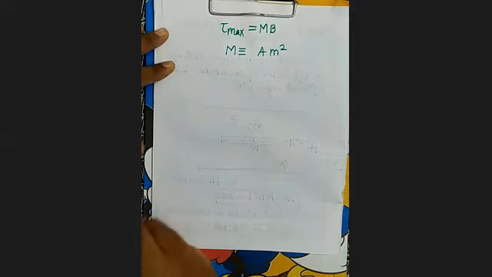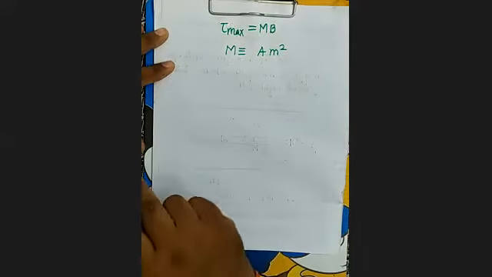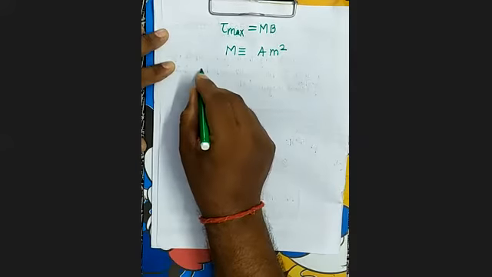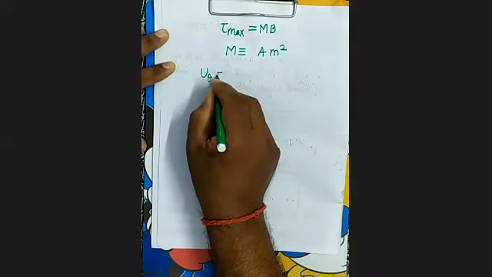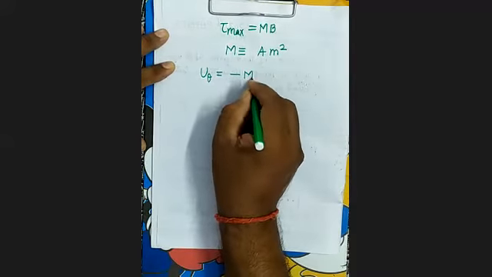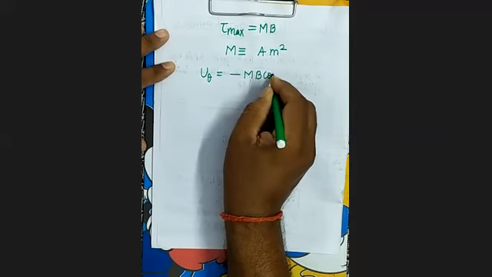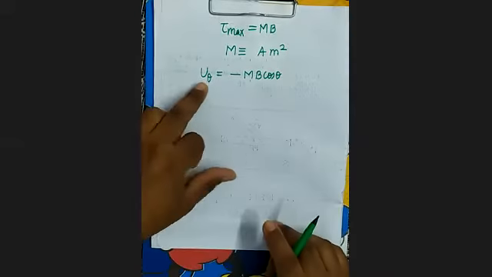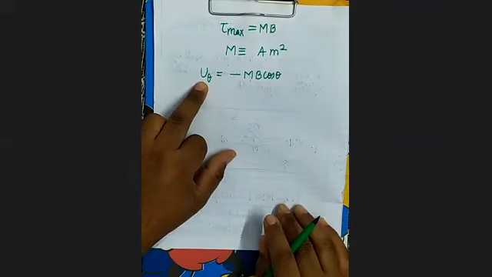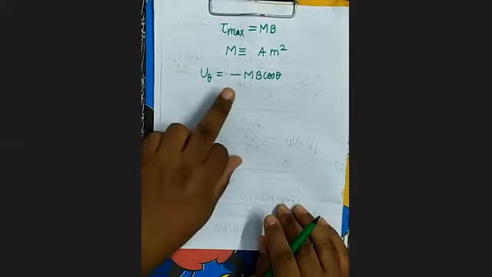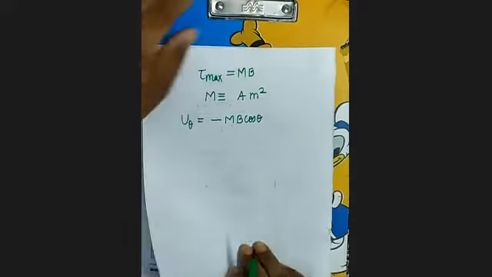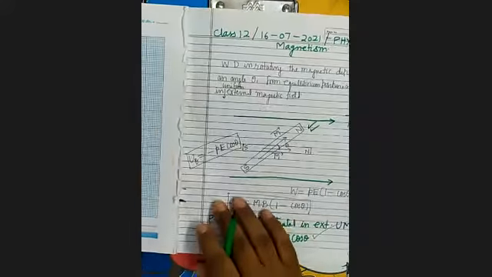Now another unit I am going to deduce of this, and both are the SI unit. So here you have seen that U theta equals minus MB cos theta, when a dipole is placed in the uniform magnetic field in such a way that the dipole moment vector makes an angle theta from the magnetic field vector.